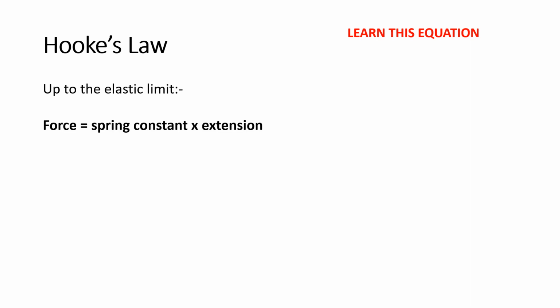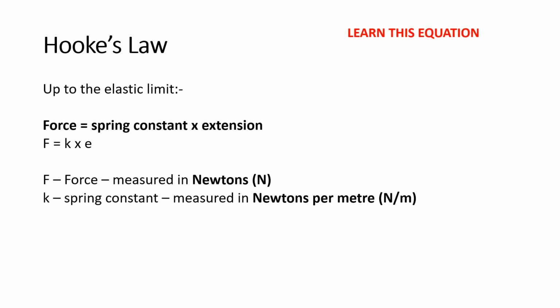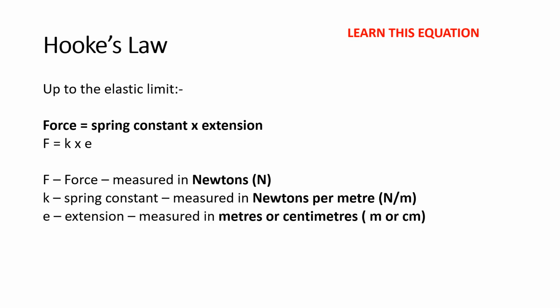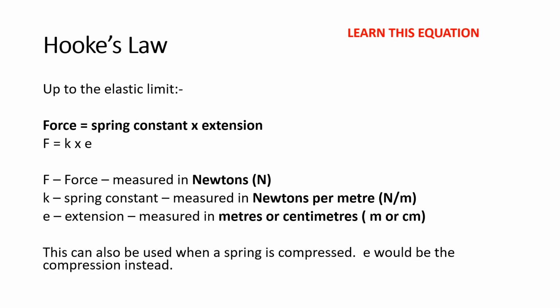You need to learn the equation for Hooke's law. Up to the elastic limit of a spring, the force is equal to the spring constant times the extension. F equals ke. F is the force measured in newtons, k is the spring constant in newtons per meter, and e is the extension measured in meters or centimeters. You can use the same equation when the spring is compressed, but in this case e would be the compression instead of the extension.